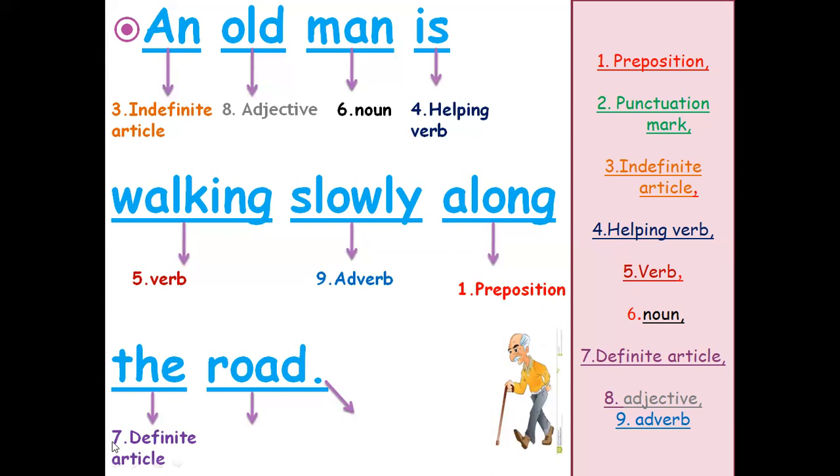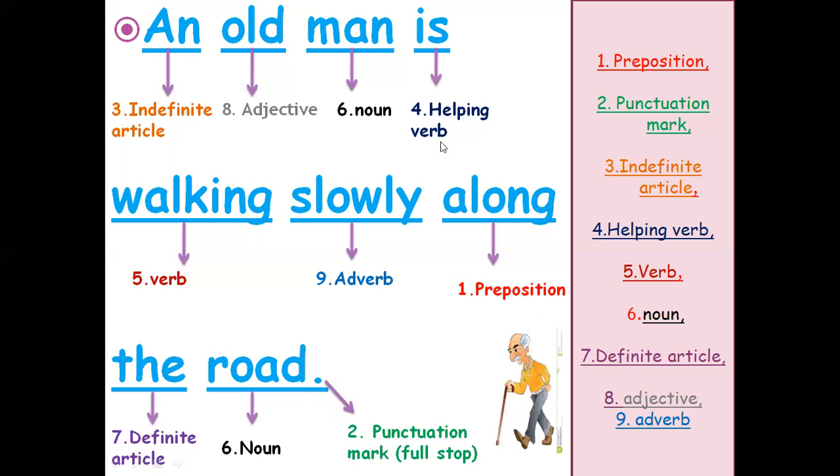Our last word is road. Can you tell me what is this word? It's a noun. Road is a noun. And the last one, this dot, we can't avoid that. What do we call that? It's a punctuation mark. Its name is full stop. In English, we use punctuation marks in written English. There are some more punctuation marks, question marks, colon, semicolon, commas, inverted commas likewise. So this is a punctuation mark. Its name is full stop.